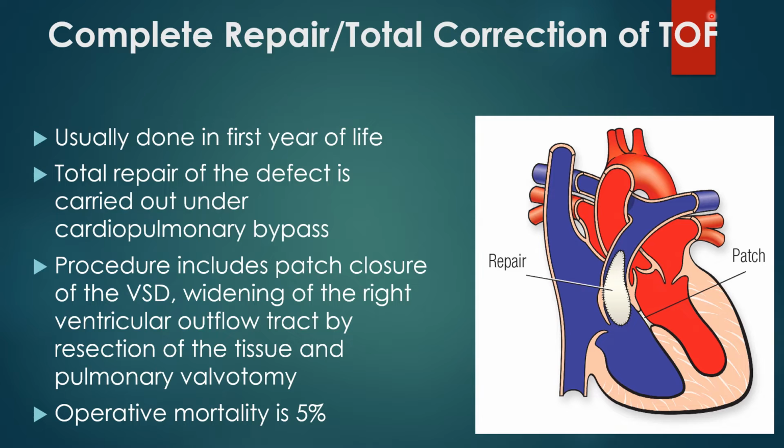The total repair is carried out, of course, under cardiopulmonary bypass because you're doing a little valvulotomy here, and then you're putting a little repair patch here. You're also putting a patch here where the VSD is, and you're going to do the patch closure of the VSD, widen the RV outflow tract by resection of tissue, and do the pulmonary valvotomy. You end up getting a little pulmonic insufficiency here. The operative mortality is about 5%. Of course, in adult cardiac surgery, it's typically, I think, 1 to 2%, but there's a lot of modifying factors.